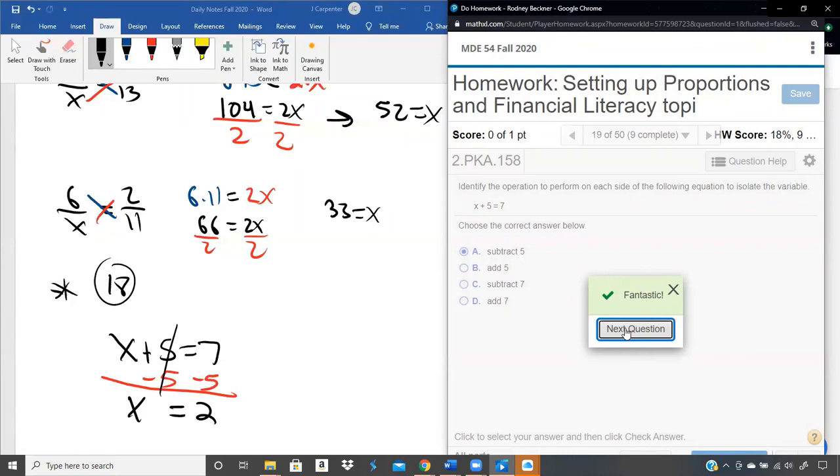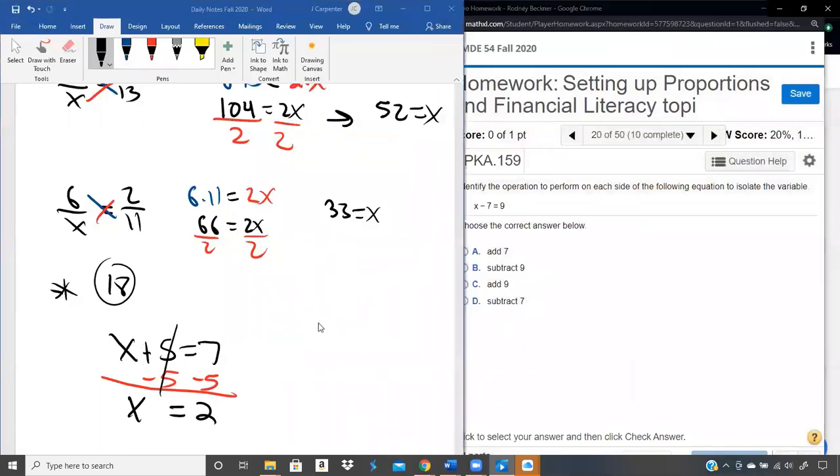But you don't want to just work randomly and do whatever you want to do. You've got to work with purpose. So you've got to think about, what am I trying to get rid of? I'm trying to get rid of the plus 5. So I need to do the exact opposite of plus 5, which is minus 5. If that was x minus 5 originally, I'd need to add 5 to both sides to get rid of it.